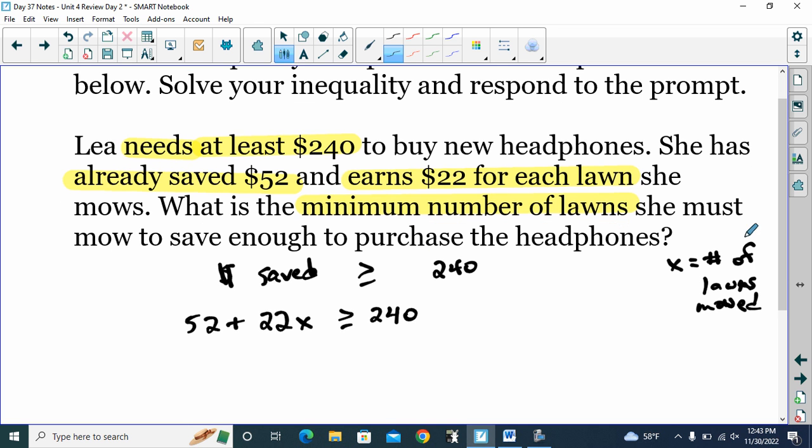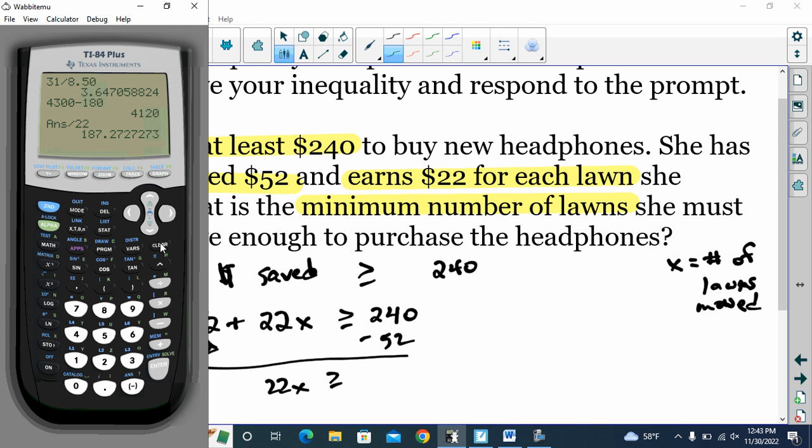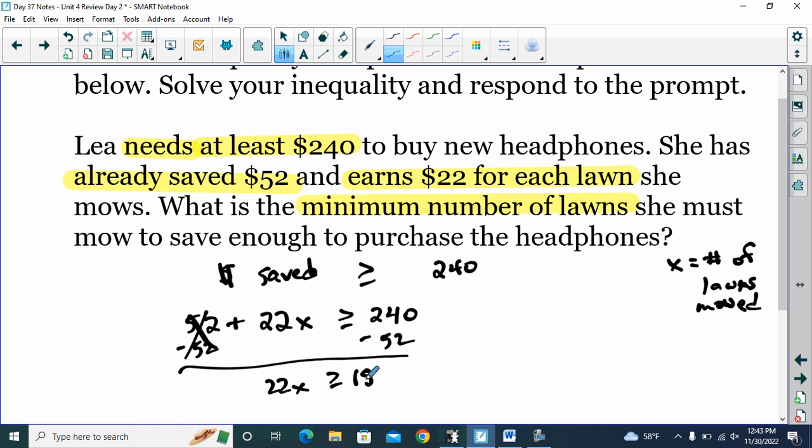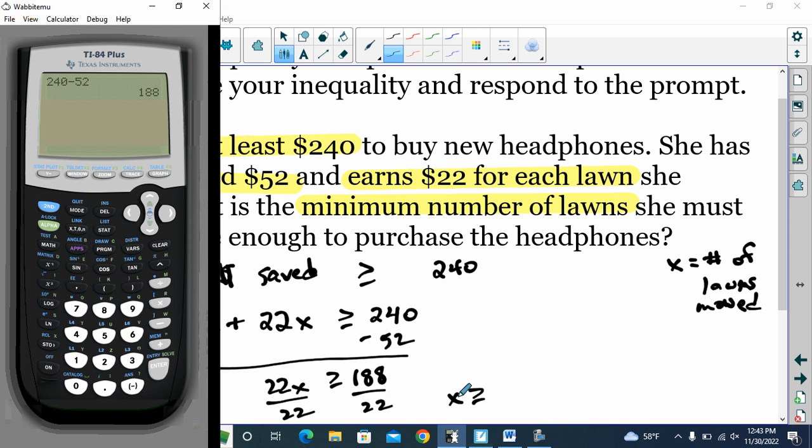Solve your inequality. Let's do that. Subtract 52 from both sides. I get 22x is greater than or equal to 240 minus 52, which is $188. And then divide both sides by 22. $188 divided by 22 gives me 8.545.